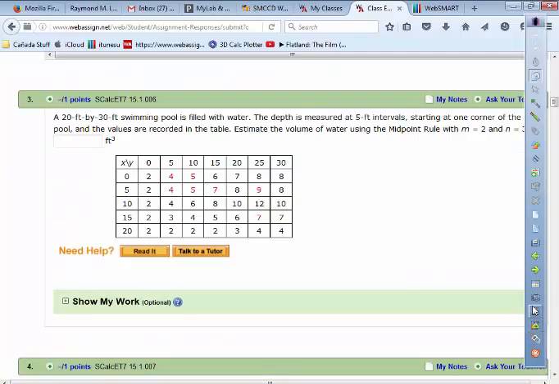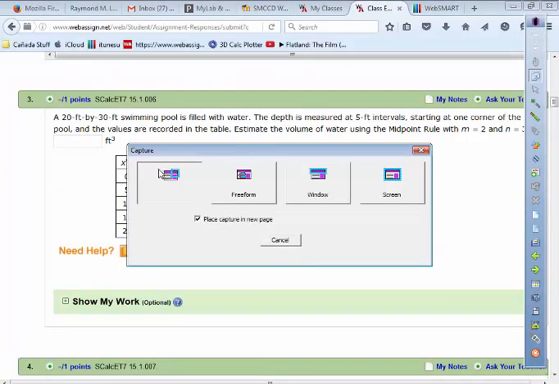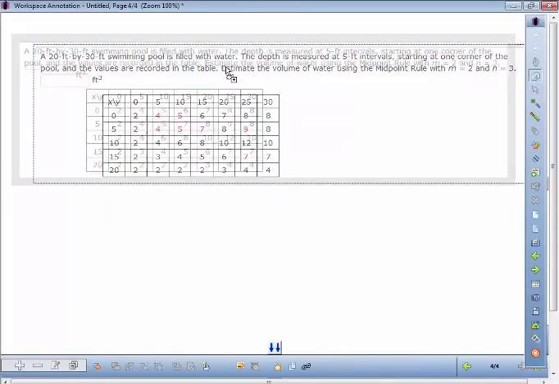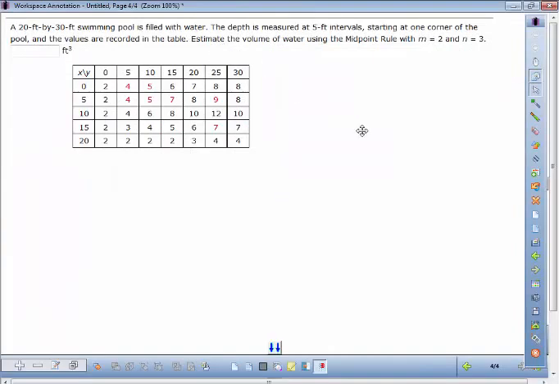Here's one with a table. A 20 by 30 swimming pool is filled with water. The depth is measured at 5 feet intervals, starting at one corner of the pool, and the values are recorded in the table. Estimate the volume of water using the midpoint rule with m equal to 2 and n equal to 3.